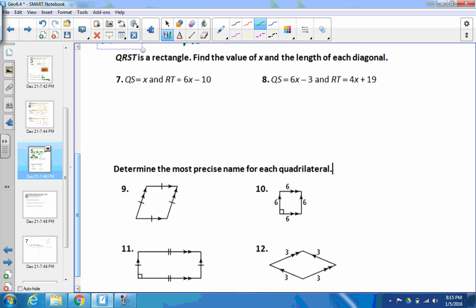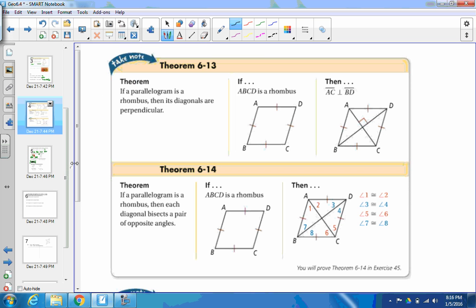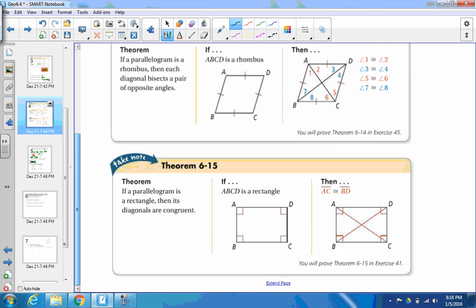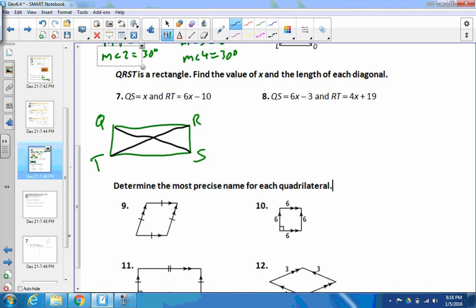Alright, going on, we have a rectangle QRST. Find the value of x and the length of each diagonal. So we have rectangle QRST. Here's a diagonal QS, and RT, we have those two diagonals. We know the diagonals of rectangles are congruent. That was in theorem 6.15. So we can set those two equal to each other to solve for x. Then we can plug back in.